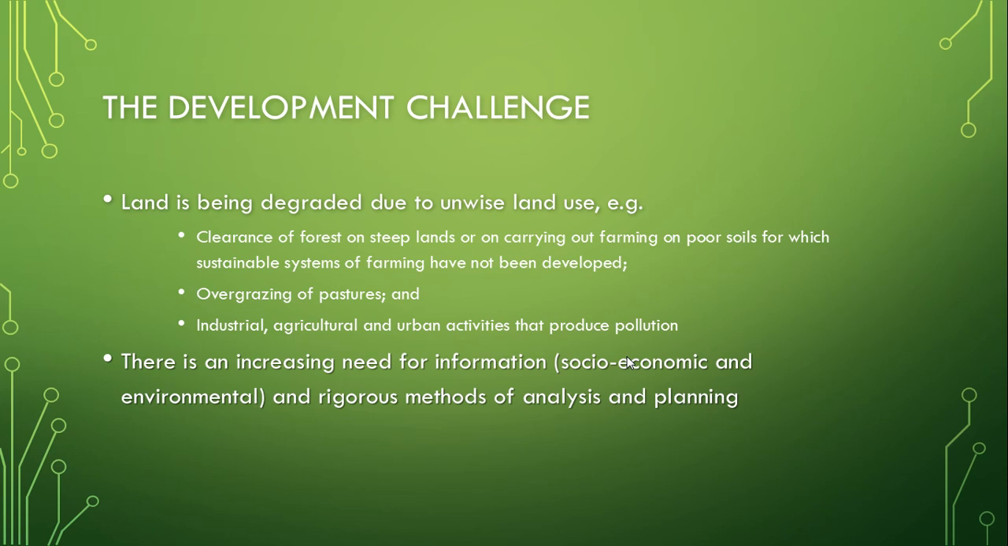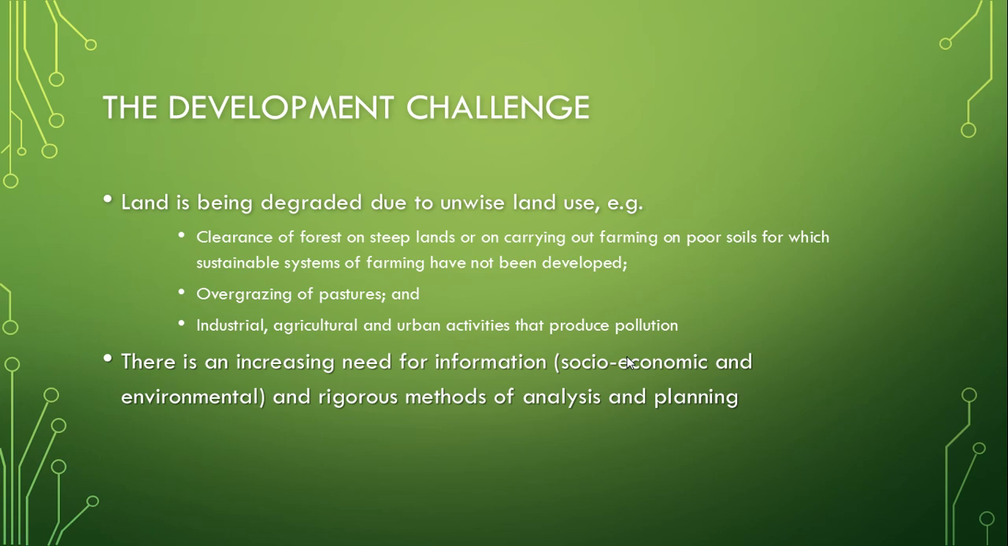Additionally, we find that with this growing demand on the land, our land is being degraded at an exponential rate, and this is happening as a result of unwise use of the land. For example, we find clearance of forests taking place on our hillsides. We find poor land use farming practices being carried out not only on our hillsides but in areas where we have poor soils or soils that are unsuitable for certain types of farming activities. And as a result, we find our soils are now being depleted.